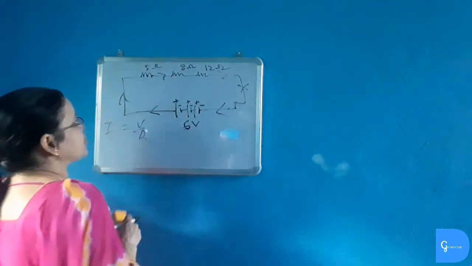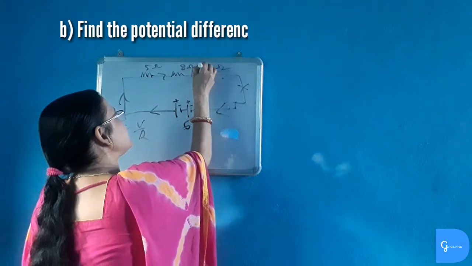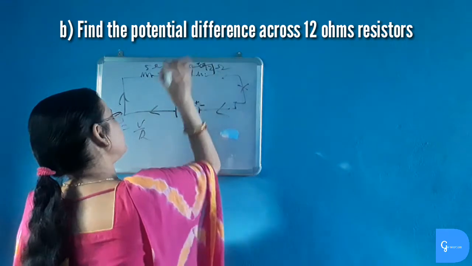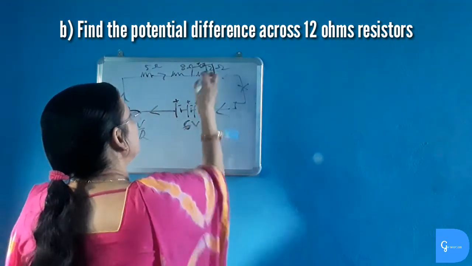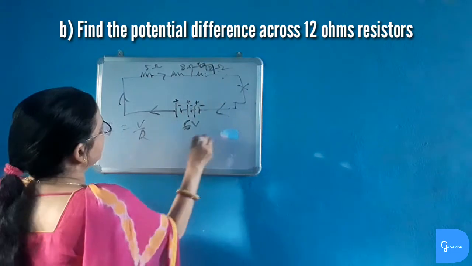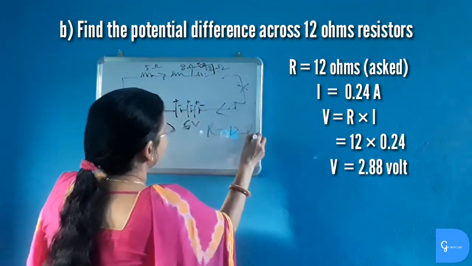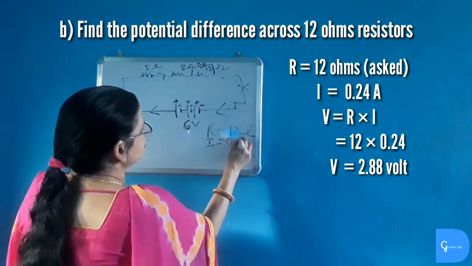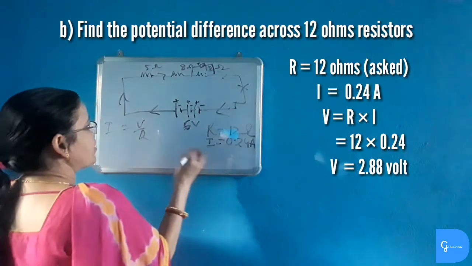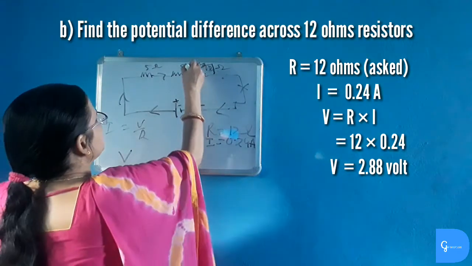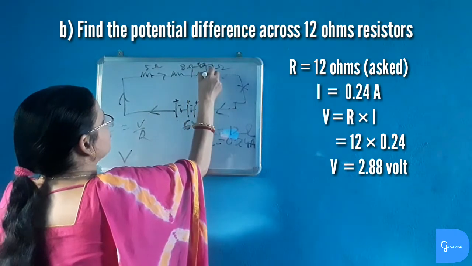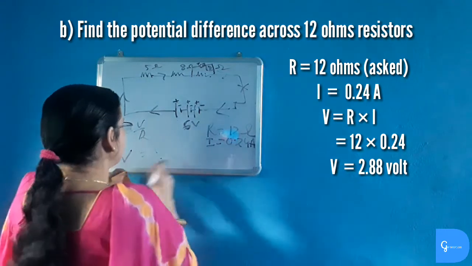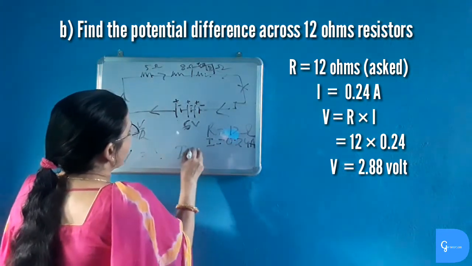Now the second part of this question is to find the potential difference across the 12 ohm resistance. This is the 12 ohm resistance. So R is 12 ohm, and the current flowing in the circuit will be the same, that is 0.24 ampere. Now we have to find the voltage V across these two ends where the 12 ohm resistance is connected. V is equal to IR.